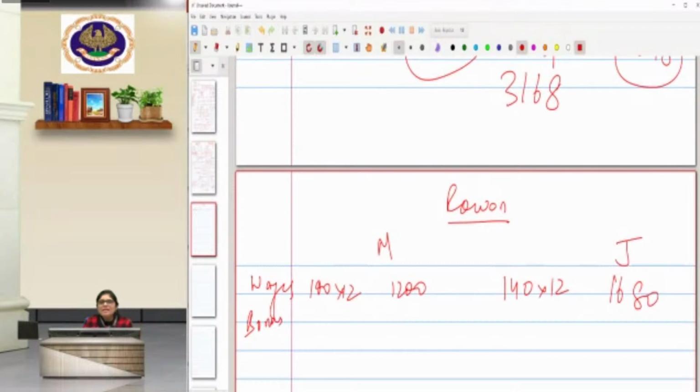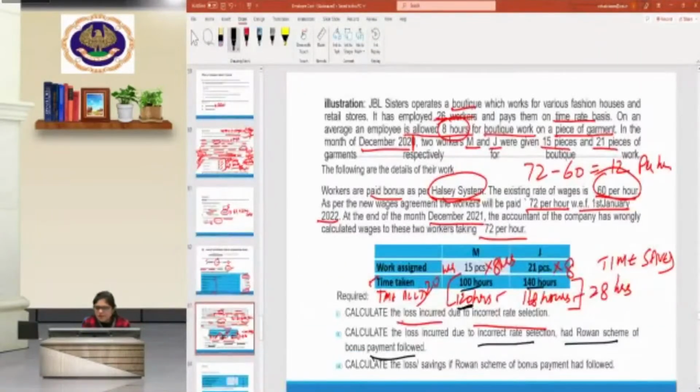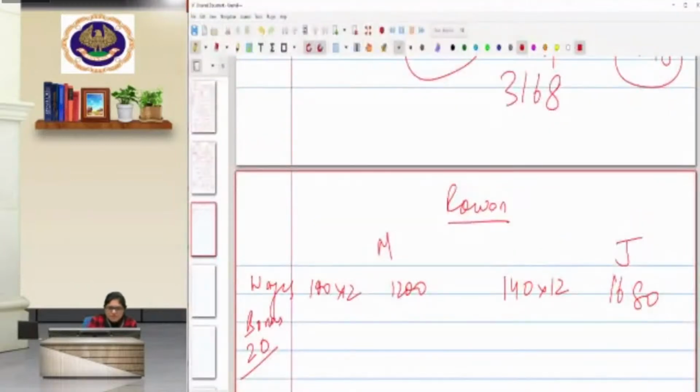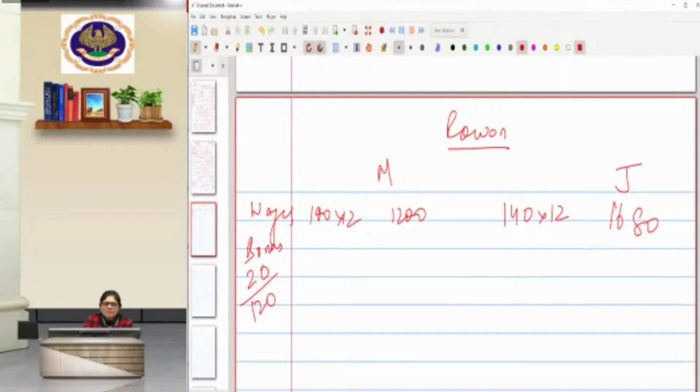Rowan says time saved. So 20 hours was saved by time allowed. How much was time allowed? 120. 120 was time allowed. So Rowan says time saved: time saved is 20 divided by time allowed, 120, into 100 into 12. Clear? So what will be the bonus under Rowan? Just calculate. It should be 200. So it will come out to 200.